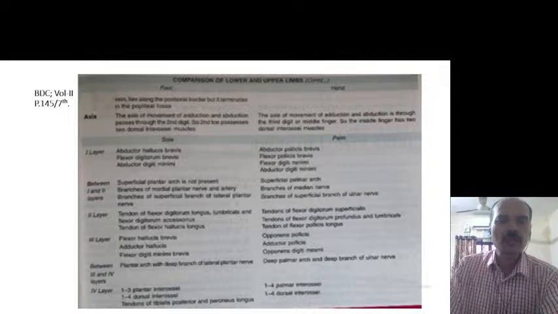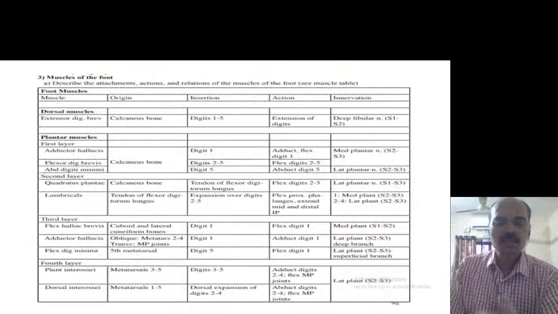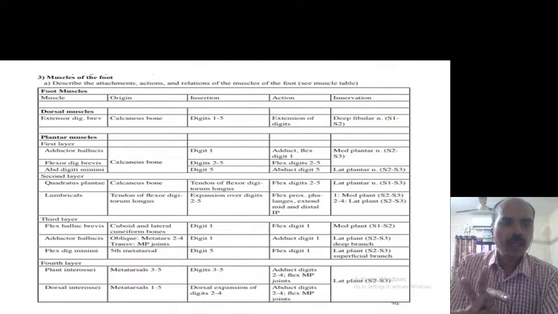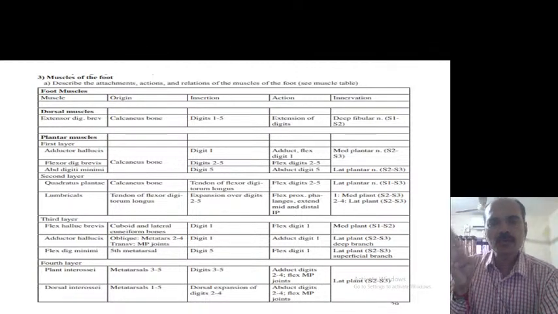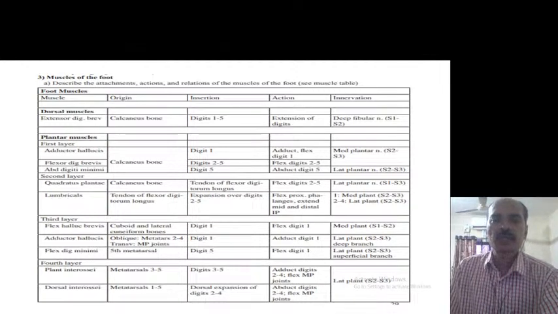You can see the fourth layer very clearly mentioned that only four muscles are supplied by the medial plantar nerve. They are the abductor hallucis, flexor digitorum brevis, first lumbrical, and flexor hallucis brevis. Abductor hallucis and flexor hallucis brevis are for the great toe, the first lumbrical for the toes, and the flexor digitorum brevis. These four muscles are supplied by the medial plantar nerve. The rest of the 13 muscles of the sole are supplied by the lateral plantar nerve.